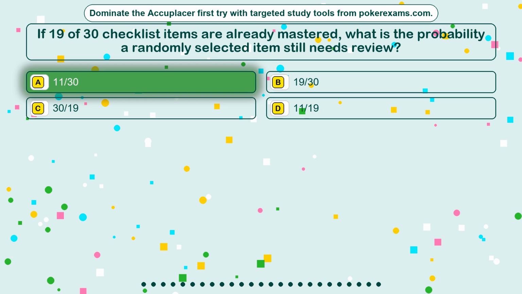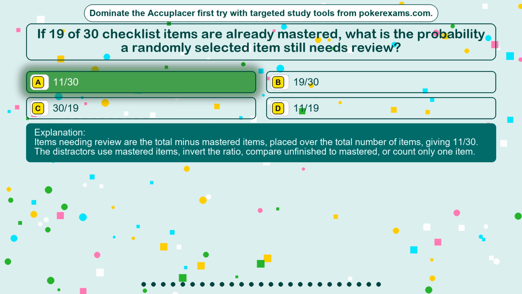The correct answer is option A, 11/30ths. Items needing review are the total minus mastered items, placed over the total number of items, giving 11/30ths. The distractors use mastered items, invert the ratio, compare unfinished to mastered, or count only one item.